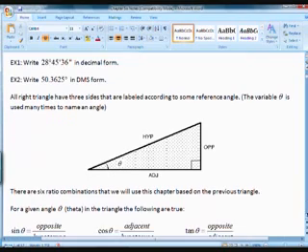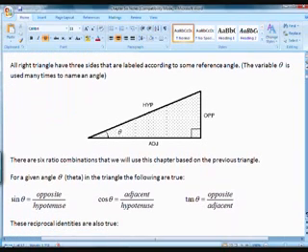It says all triangles have 3 sides. That's pretty easy. Or all right triangles have 3 sides that are labeled according to some reference angle. And you need to know according to, like, our angle here, theta. A lot of times we use the letter theta to measure angles. Most of the time, any Greek alphabet, alpha, beta, theta, gamma, delta, just different Greek letters we use to represent angles. The side opposite the right angle, of course, is your hypotenuse.